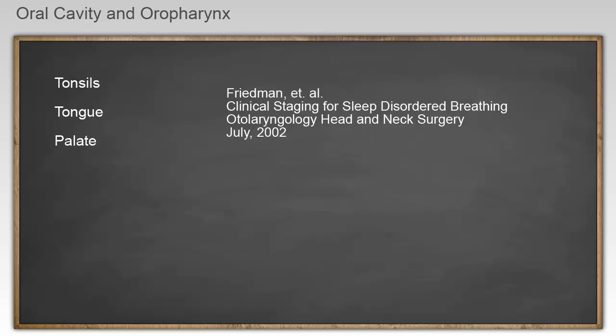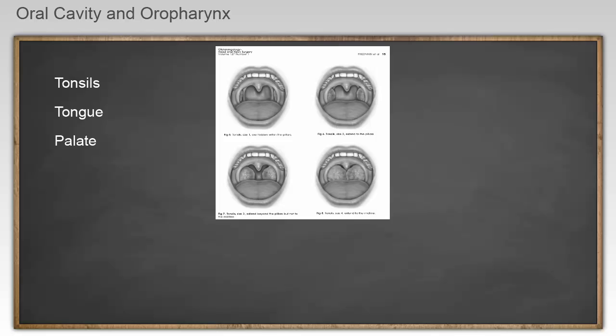Next, it is important to evaluate the oral cavity and oropharynx. Specifically, this involves assessment of the tonsils, tongue, and palate. The following images were taken from Friedman et al.'s article, Clinical Staging for Sleep Disordered Breathing, which was published in the July 2002 issue of Otolaryngology Head and Neck Surgery. When the mouth is first inspected, the two most important anatomical areas to notice are tonsil size and position of the tongue. As you most likely already know, tonsil size is graded on a scale of 1 to 4, with each number correlating to 1/4 of the way from the tonsil pillars to the midline.